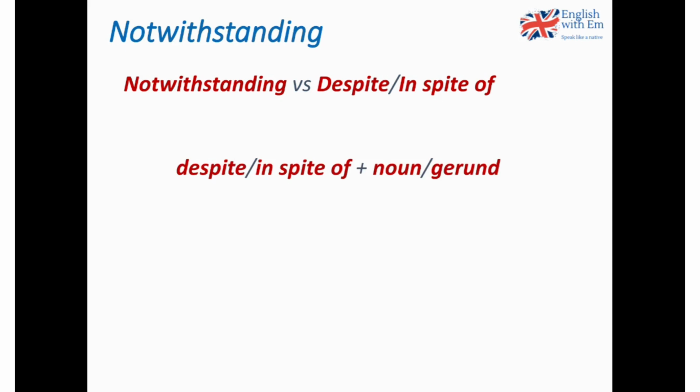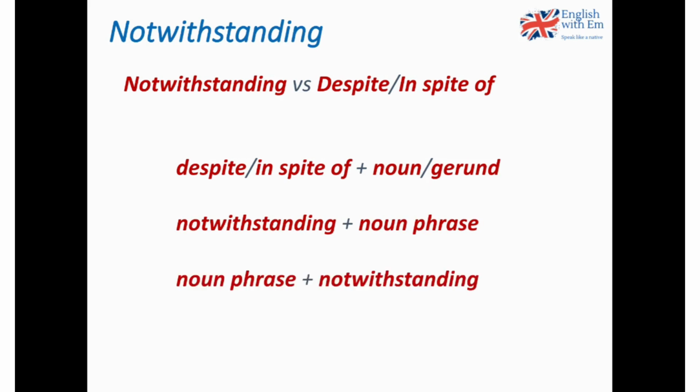Despite or in spite of comes at the beginning of a noun phrase, and it can also be followed by a gerund, so that is the ing form of the verb. We could say despite going or despite doing. Notwithstanding can be used at the beginning of the noun phrase and also at the end of the noun phrase, which you can't do with despite or in spite of. And it's actually more typical to use it at the end of the noun phrase, and we can't use a gerund with notwithstanding.